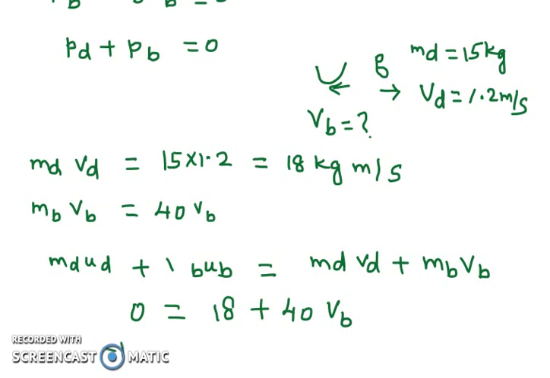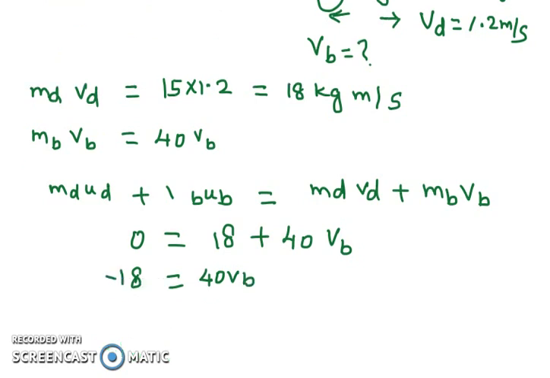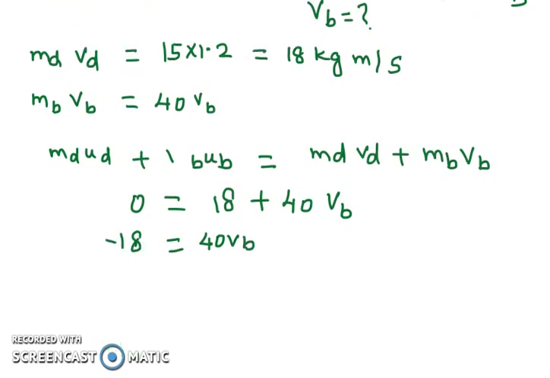We take the 18 to the other side, that becomes a negative 18 equal to 40 VB. 40 is multiplied with the velocity, so when it goes to the other side, it is divided. Negative 18 divided by 40 is equal to VB. If we solve it, that gives us 0.45 meter per second.